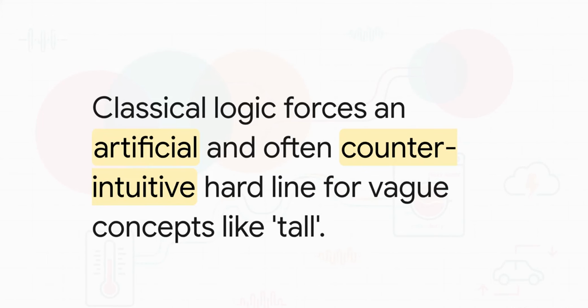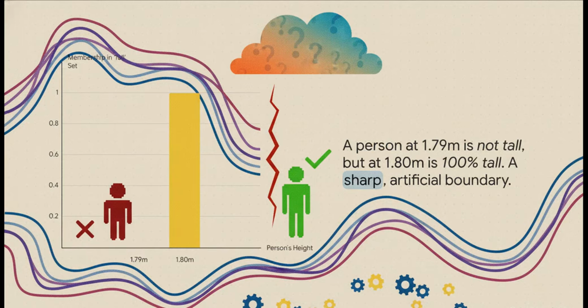Okay, let's use a classic example to make this super clear. The idea of being tall. If you're using classical logic, you're forced to draw this completely arbitrary line in the sand. You have to decide on one exact height where a person suddenly, almost magically, becomes tall. So let's say we set that line at exactly 1.80 meters. Now look what happens. A person who's 1.79 meters tall has 0 membership in our tall set. According to the computer, they are 0% tall. But then someone just 1 centimeter taller, at 1.80 meters, is suddenly 100% tall. That just feels ridiculous, right?